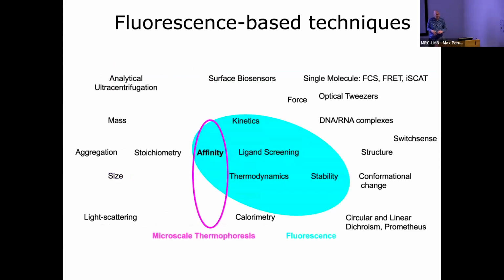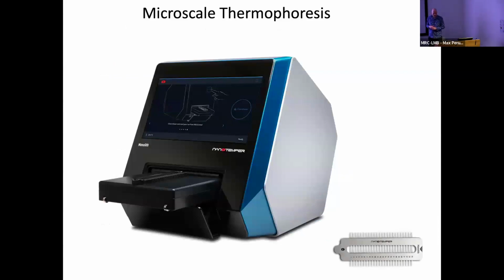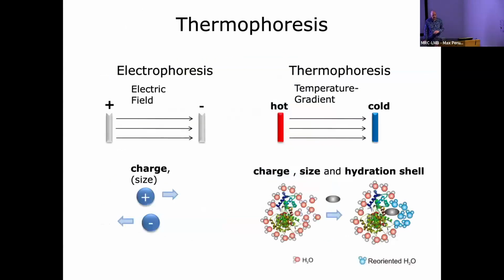Okay, so the last 15 minutes or maybe less before tea, given the fact that we were rudely interrupted, we'll talk about MST. We've got a very new machine downstairs. It's called Microscale Thermophoresis, we call it MST. And this is a process that you're all kind of aware of: electrophoretic mobility. Thermophoresis is really a movement in a temperature gradient, and that will depend upon the charge, the size, and the hydration shell.